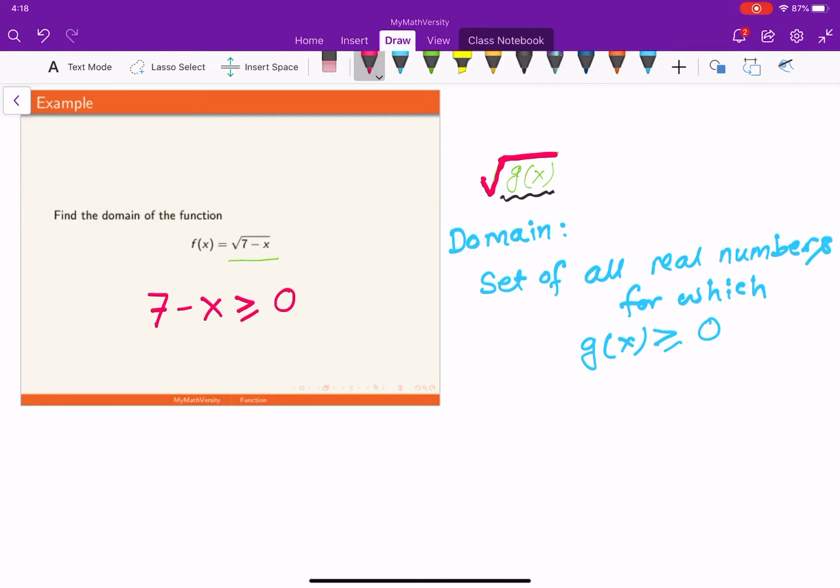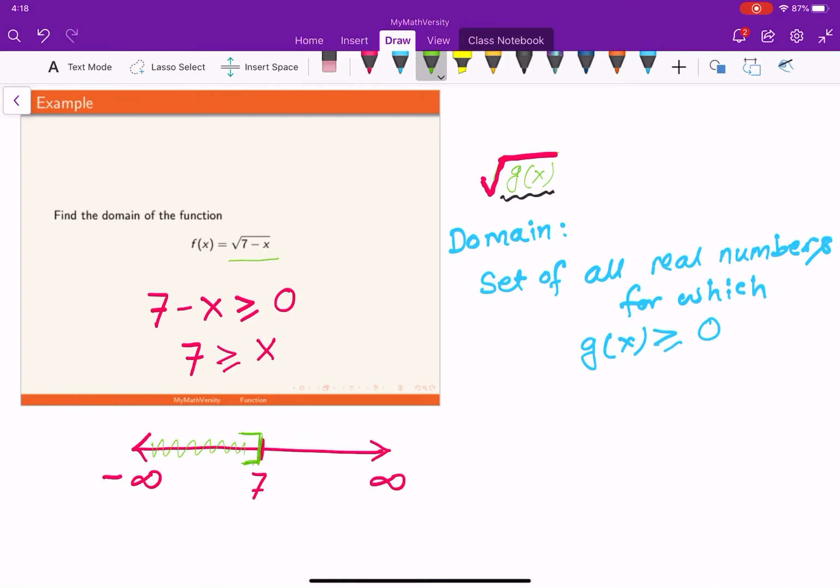So how do you solve this inequality? One way, we can just add x on both sides. When we do that, this will be 7 is greater than or equal to x, right? What does that mean? What is the solution set? If we look at the number line from negative infinity to positive infinity, and 7 is somewhere over here, then the solution set is the set of all real numbers less than or equal to 7. It is equal to, so I am using the bracket here. So this is our solution set.